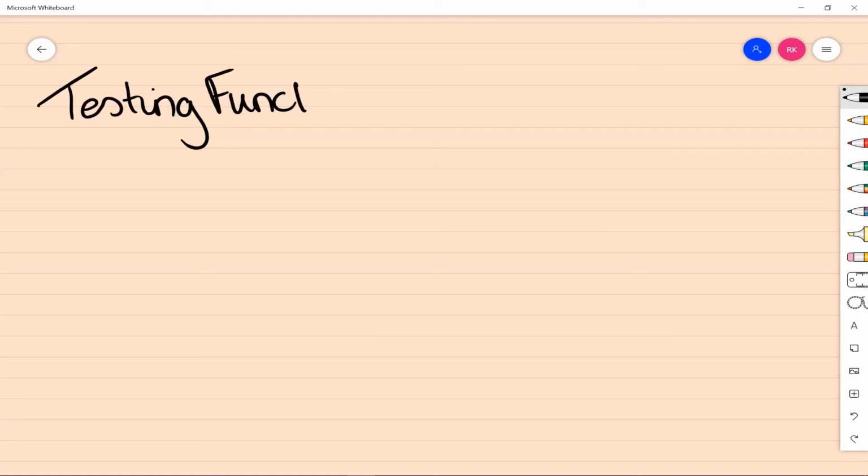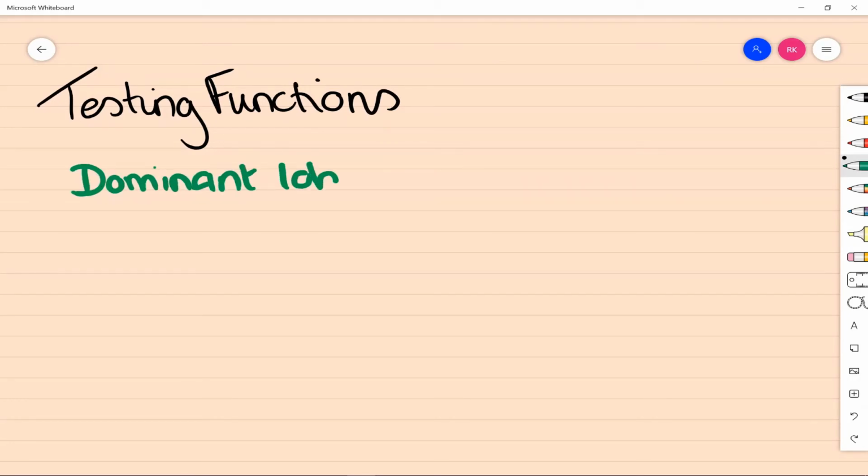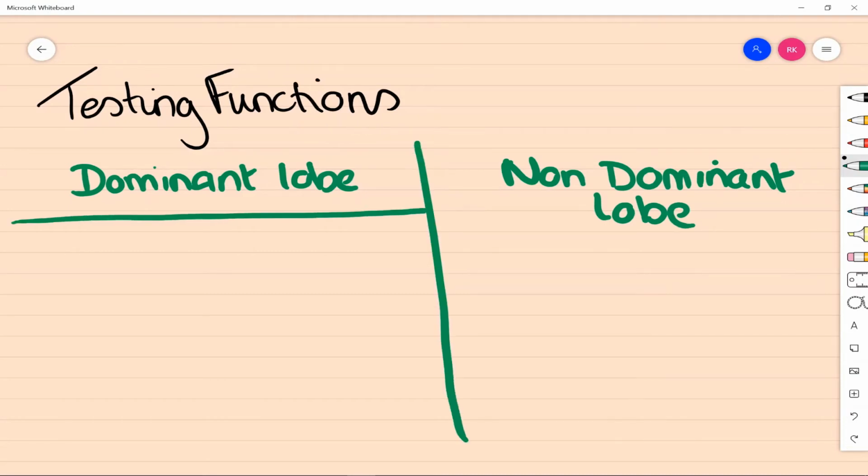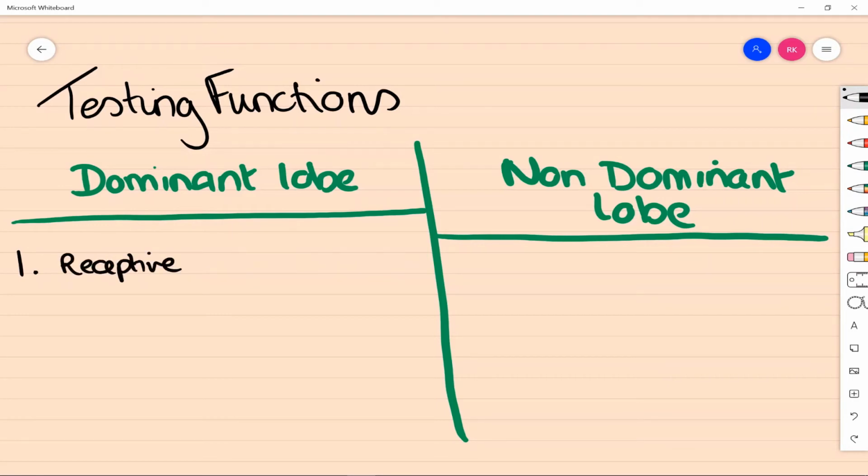So when we test the actual functions of the temporal lobe, we split this into the dominant lobe and non-dominant lobe, as they have quite different functions, although there are some overlaps. So for the dominant lobe, we look at receptive dysphasia, so alexia as in kind of reading, or agraphia as in writing, and asking them to therefore demonstrate this by reading something or writing something.